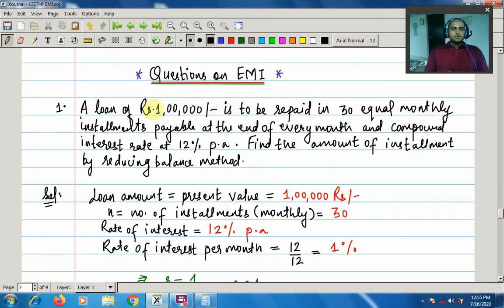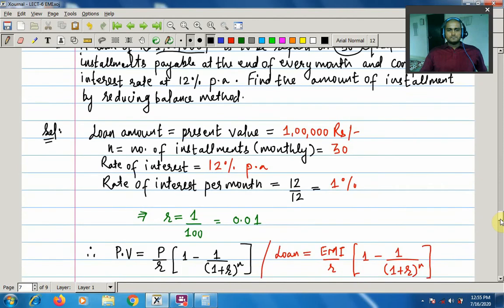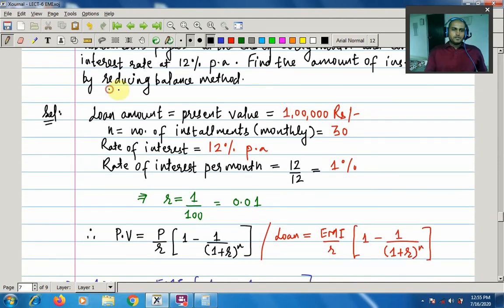A loan of rupees 1 lakh is to be repaid in 30 equal monthly installments. The amount taken is 1 lakh, the installment is payable at the end of every month, and compound interest is 12% per annum. Find the amount of installment by reducing balance method. Whenever there is a mention of reducing balance method, the EMI is calculated by this formula, and this P is my EMI.